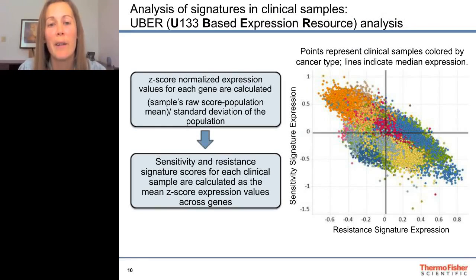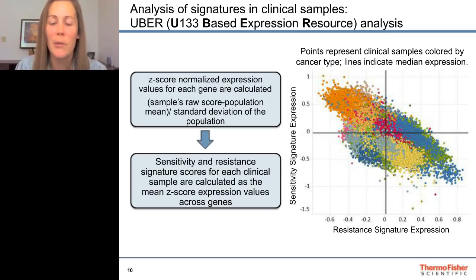Should the signatures pass our robustness testing, we could then move forward to stage 3 of the OncoPredictor analysis, which is clinical populations analysis. And what I'm going to illustrate on this slide is one example of one of the analyses we could do within stage 3 of the OncoPredictor analysis. And this is what we like to call our UBER analysis. UBER stands for U133 Based Expression Resource. And what it essentially means is we are just using a portion of the Oncomine knowledge base of samples that have been analyzed on U133 chips.